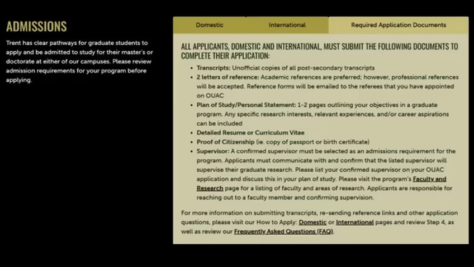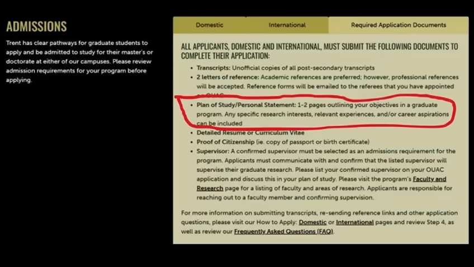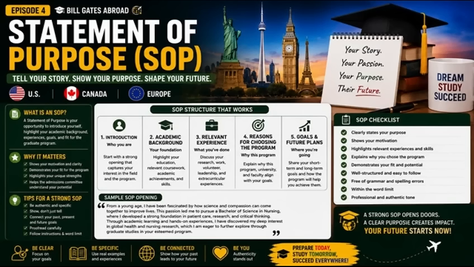Now, another important document is the statement of purpose. Others call it statement of intent, others call it motivation letter, others call it study plan. So it has so many names, depending on the school or the program. When I was applying to Trent University, they called it plan of study. When I was applying to Western University, they called it motivation letter. When I was applying to so many schools, I just called it statement of purpose. So it depends on how they put it.